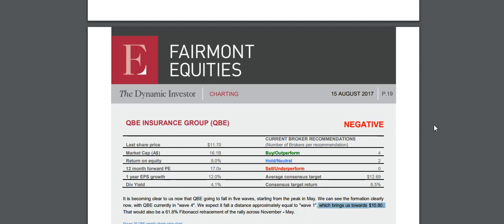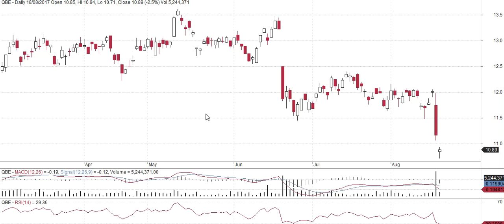So here is the report on QBE that we put out on the 15th of August. A couple of days before the share price collapsed, we made reference to the fact that it would fall towards $10.80. So I'll pull up the chart and show you exactly how I arrived at that. This is a daily chart of QBE.